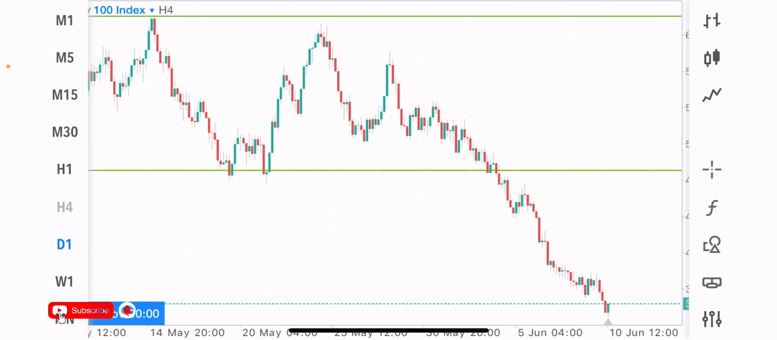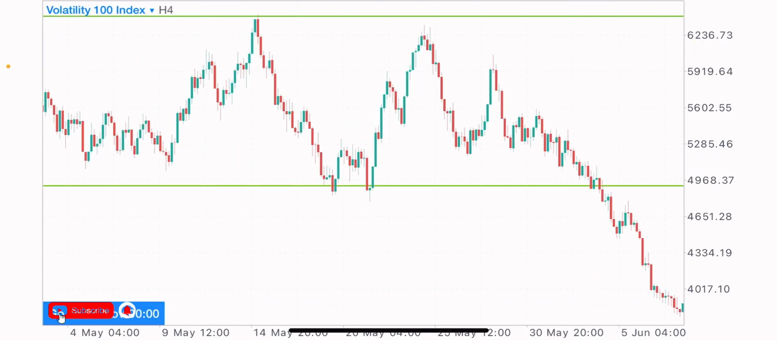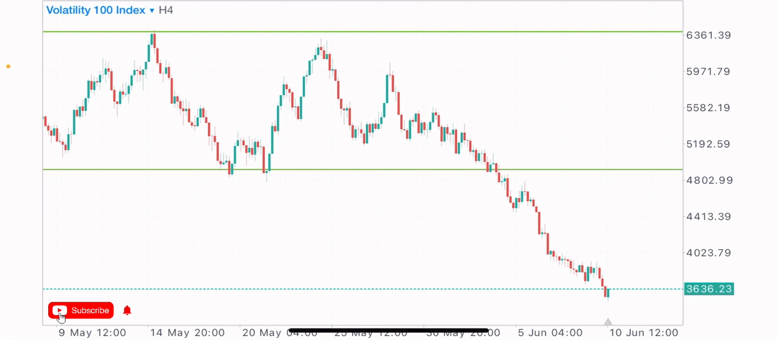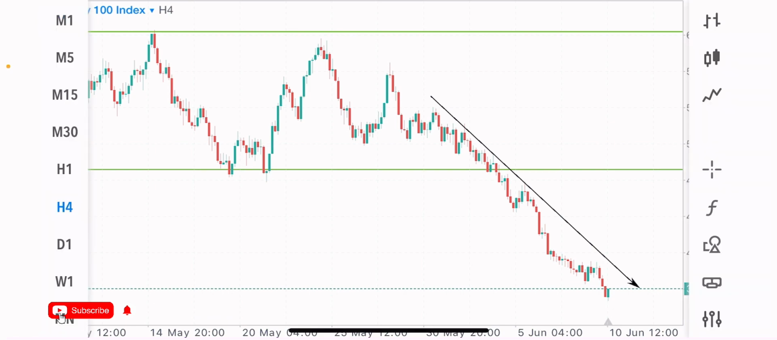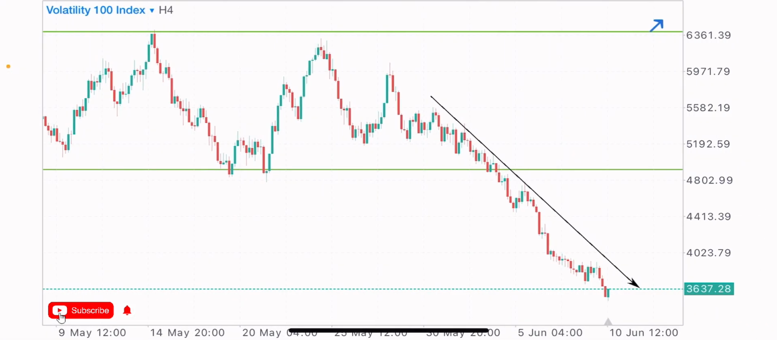So let's go to the four-hour time frame to have a look at how the formation of the market structure in the four-hour time frame is. And you can see on the four-hour time frame that you have this sell-off in the past days. Now the market has been giving us this sell-off after finding a breakout of our support level. The market has been selling off to the downside.